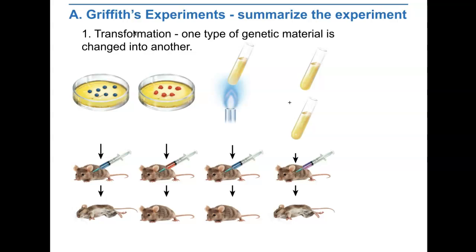Griffith wondered what made the first group of mice get pneumonia. Did the S-type bacteria produce a poison that made the mice sick? To find out, he ran a series of experiments. First, Griffith killed the S-type cells by heating them and injecting these heat-killed bacteria into laboratory mice. The mice survived, suggesting that the cause of pneumonia was not a poison from the disease-causing bacteria.